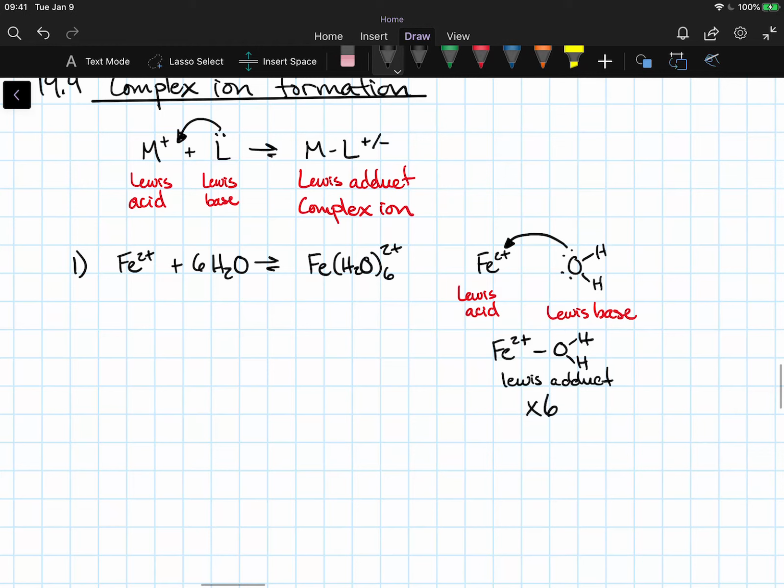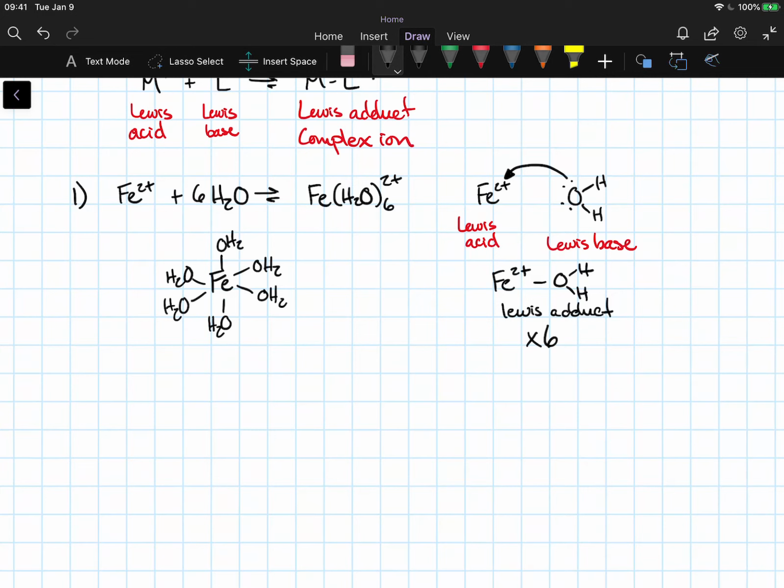And this can repeat 6 times over to where we have iron with 6 water molecules around it, and a Lewis structure would look something like this. Just an iron atom surrounded in an octahedral arrangement with 6 water molecules. Now, this is just a hydrated metal ion. So you put a metal ion in water, it's going to naturally do this.